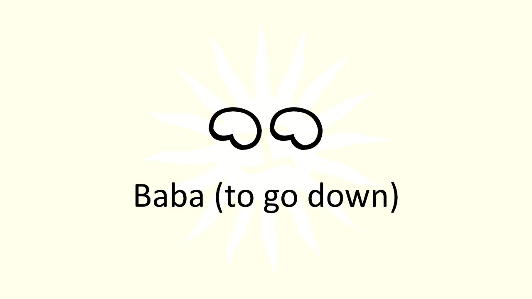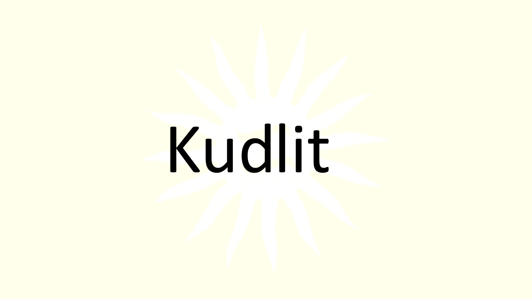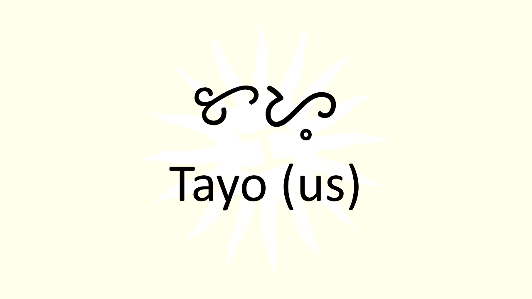Each consonant syllable by default will have an a sound, so this is ba, this is baba, and this is bababa. To modify a syllable's vowel sound, simply add what we call a kudlit, or a mark above or below the character. A mark above adds an I or E sound, and a mark below adds an O or U sound. For example, this is tayo, and this is taye.